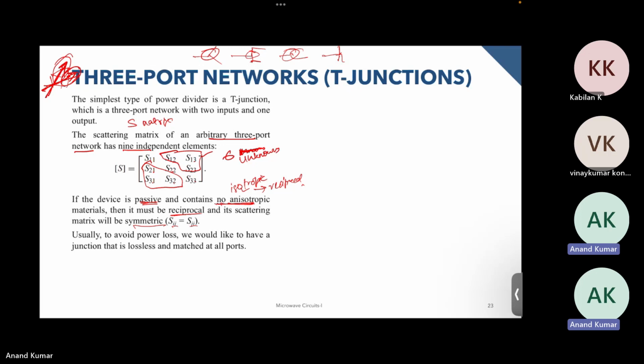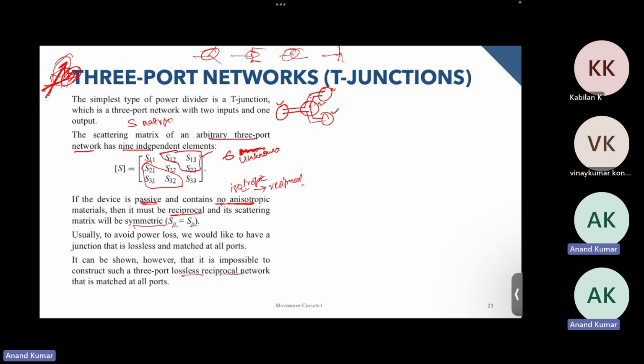To avoid power loss, we would like to have a junction that is lossless and matched at all ports. So this particular T junction will look something like this. Over here we have one junction and three ports. And to avoid any power loss, we want all these ports to be matched and this particular junction to be lossless. But it can be shown that it is impossible to construct such a three-port lossless reciprocal network that is matched at all ports. So we'll see that now. Why is it not possible?